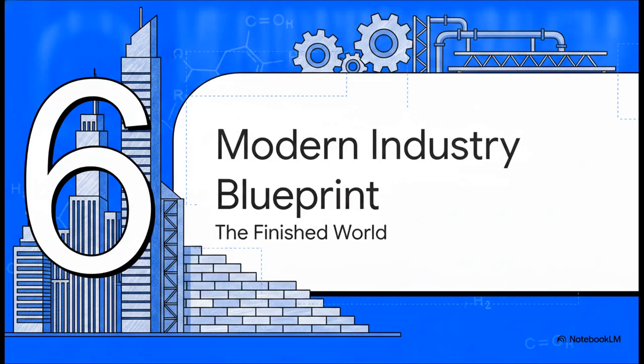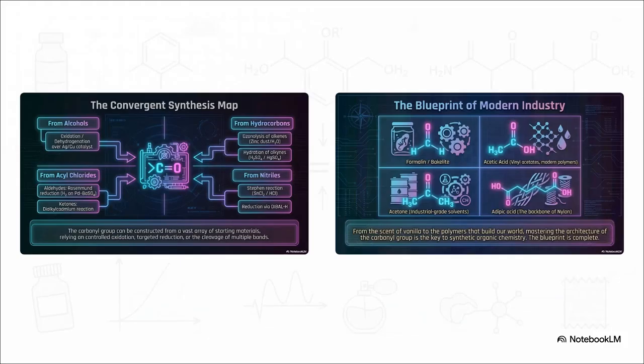And finally, Part 6, the blueprint of modern industry, the finished world. Stepping back, we can see the entire convergent synthesis map. Chemists have figured out how to funnel a vast array of materials by oxidizing alcohols over silver and copper, or performing ozonolysis on alkenes with zinc dust, or reducing nitriles, all toward this single carbonyl engine. Why go through all that trouble? Because mastering this specific architecture unlocks our modern reality.